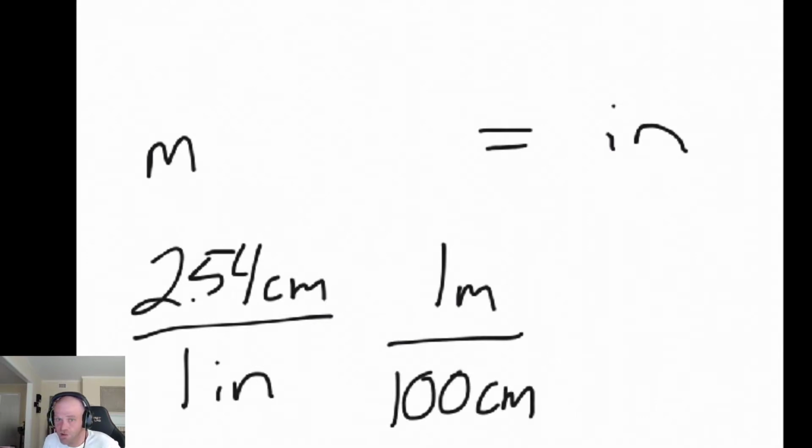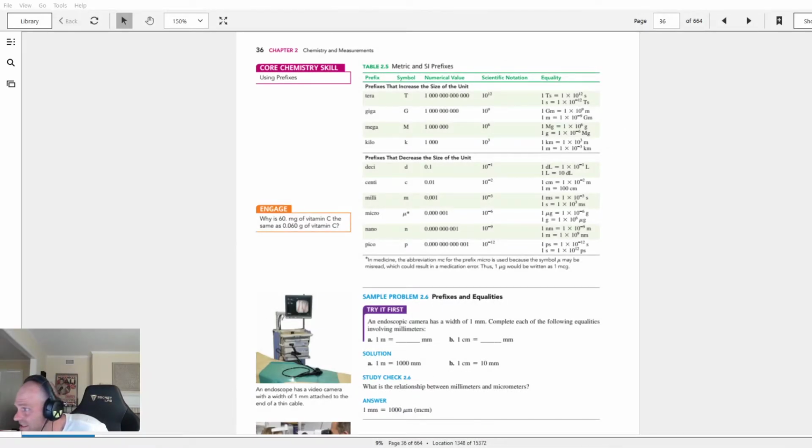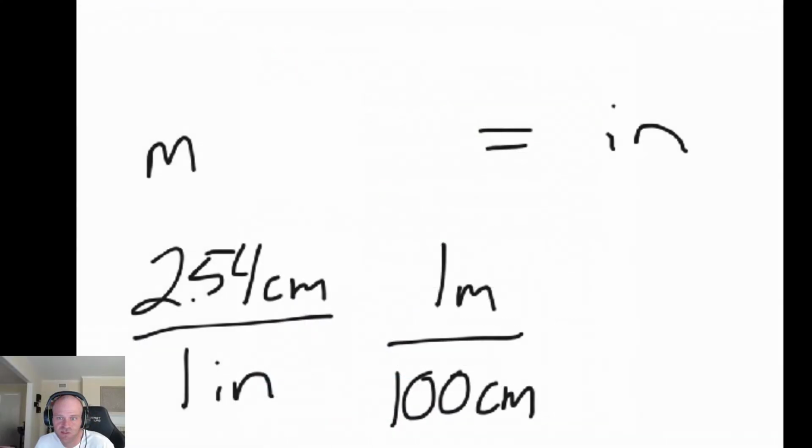Okay, and if you want to check that, you can go to your text. Centi is 0.01, right? 10 to the negative 2, but I went the opposite way, so it's 10 to the positive 2, which is 100. Okay? So 1 meter equals 100 centimeters, and I think I have everything here that I need to get to inches.